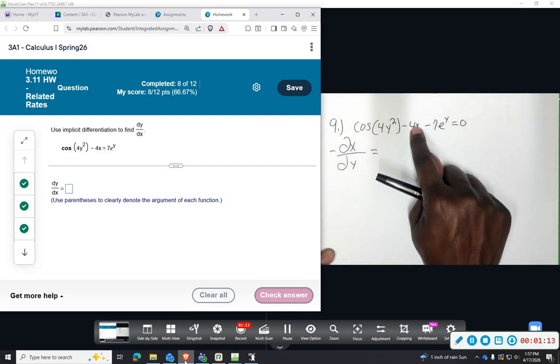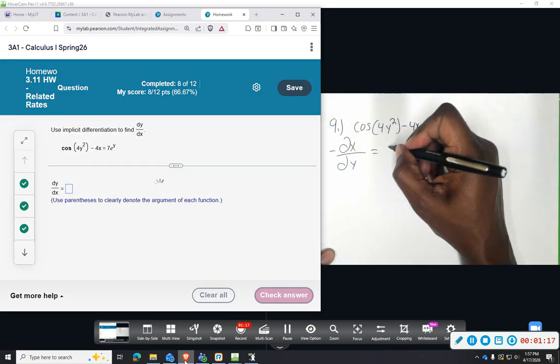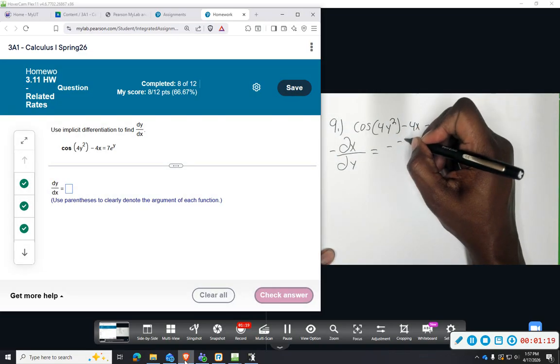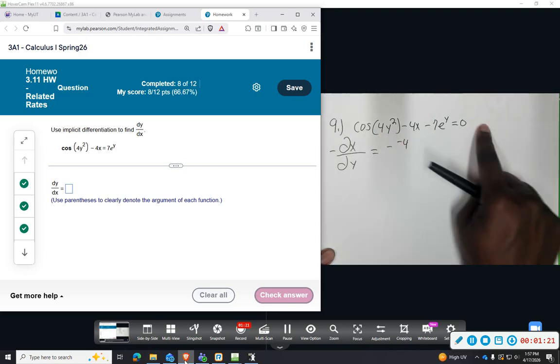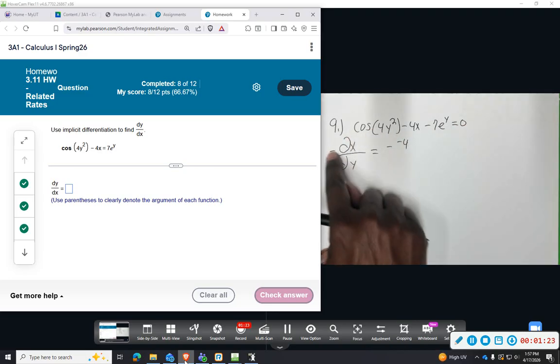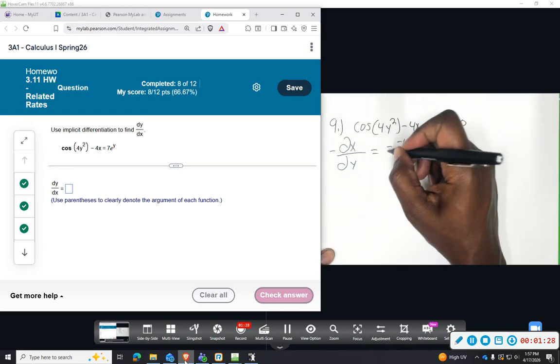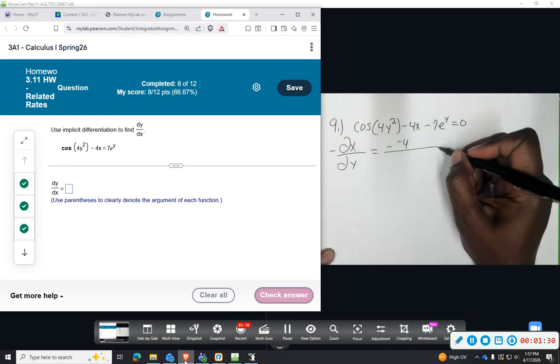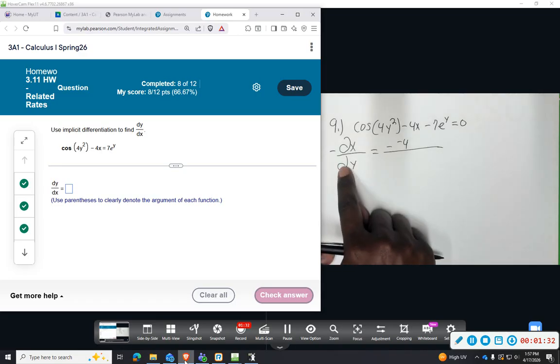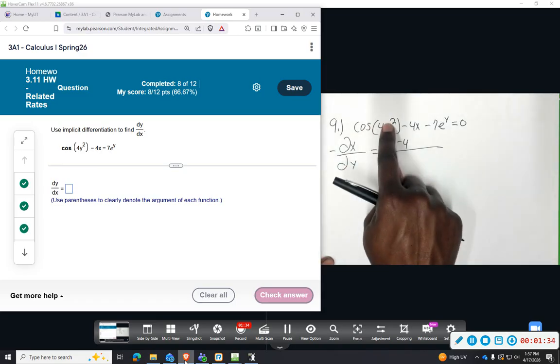Derivative of negative 4x is going to be negative 4. But because of this negative, it's going to end up being positive. And then no other terms have x, so this is the partial derivative with respect to x only. And then divided by the derivative with respect to y only. So this term has a y in it.